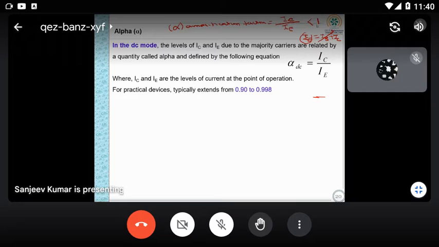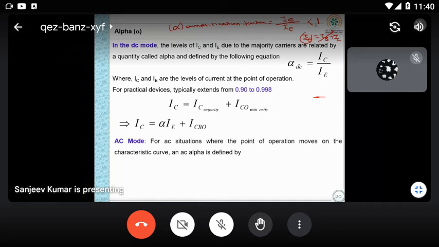And also you can see your IC is a combination of IC majority and IC minority. So here also you can write IC is equal to alpha IE plus the current due to minority carriers. So this expression also you can remember, which you can use later on also, simple thing.